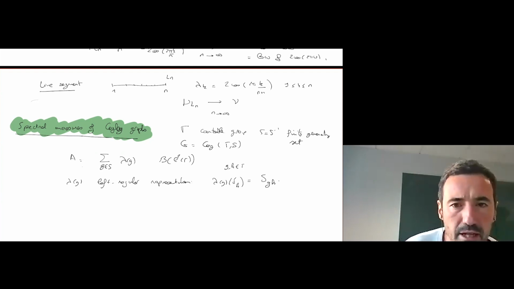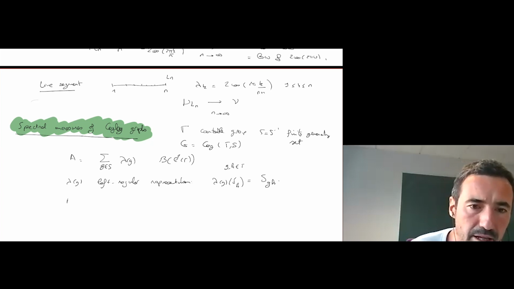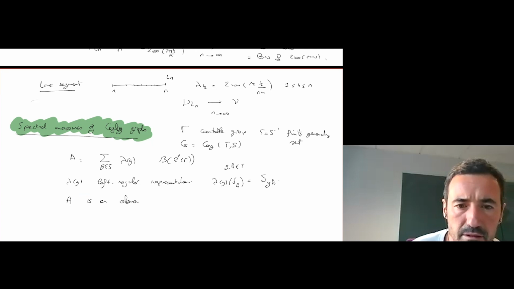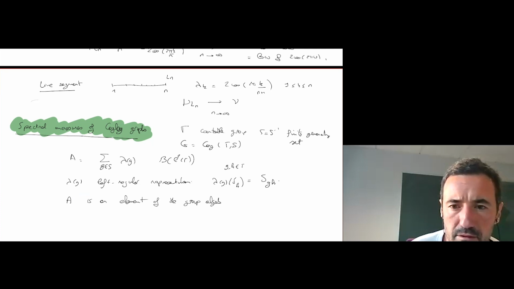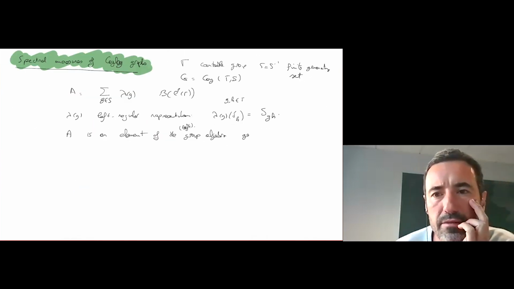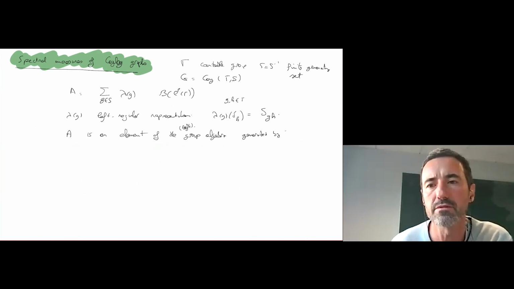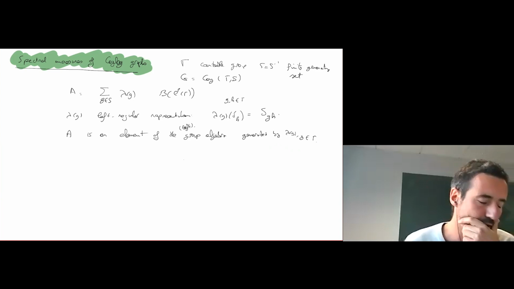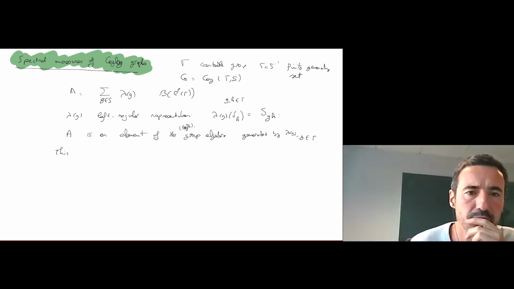Okay, and as such, it is now apparent that A belongs to, is an element of, the group algebra. I should say the left group algebra, which is an algebra generated by the lambda of g with g in gamma. Okay. And this group algebra generates this group algebra.